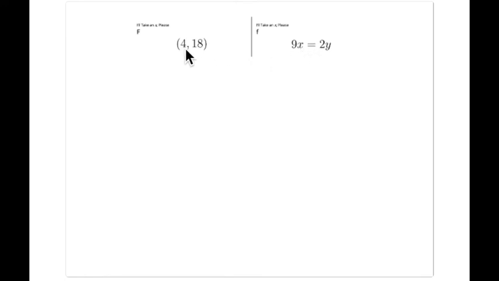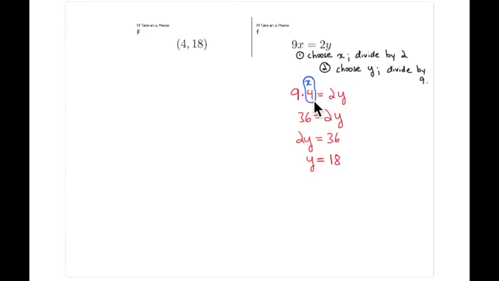The x-coordinate is 4, so it's going to be 4 times 9, which is 36. 4 is the x-coordinate. 9 times 4 is 36 equals 2y, and that's pretty easy to divide by 2. So 2y equals 36. Now I'm going to flip these over the equal sign. So I have 2y equals 36 and y equals 18.